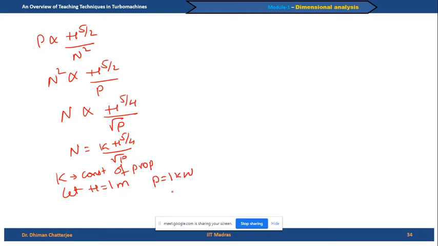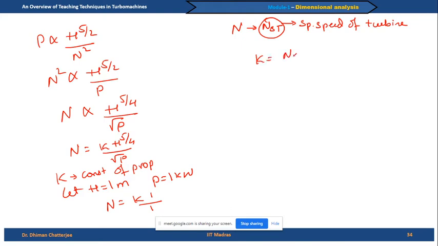So if we take unit head and unit power, we get n equal to k into 1 by 1. So therefore this n becomes NST. What is this NST then? NST is nothing but the specific speed of the turbine. So therefore we say that k is equal to NST.